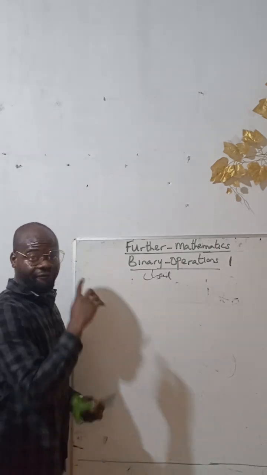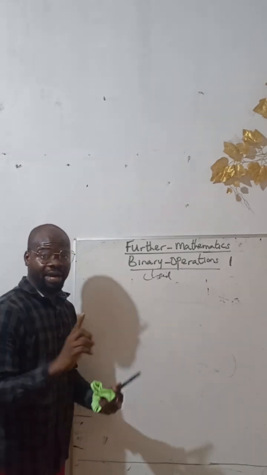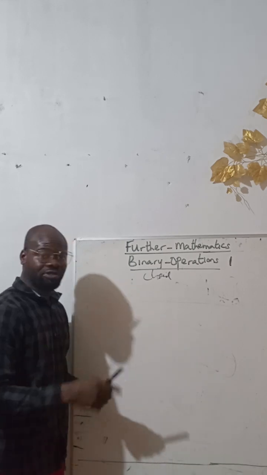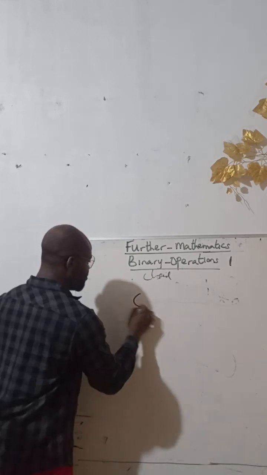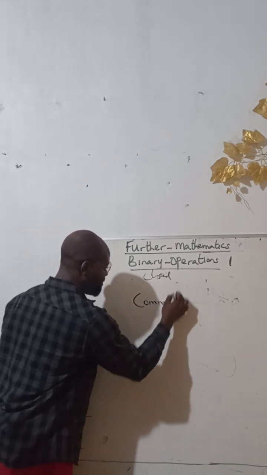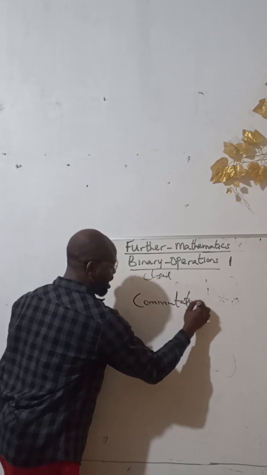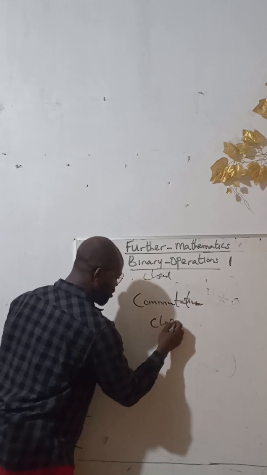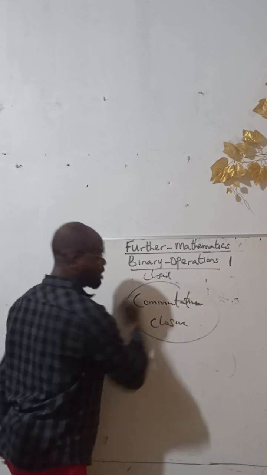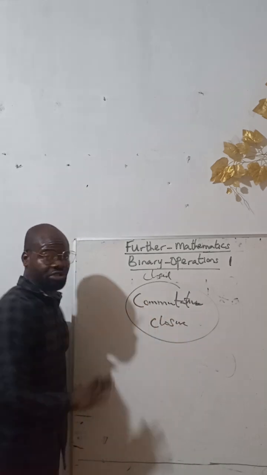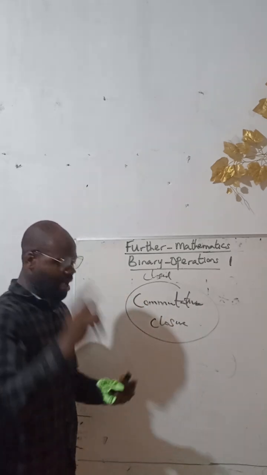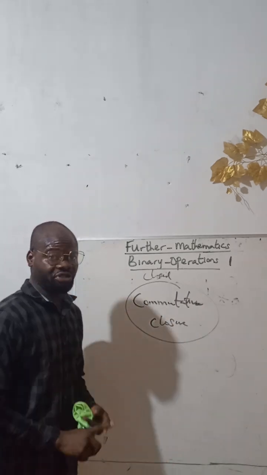So today we have done the definition of binary operation, and then we discussed the commutative law and closure properties. Please make sure you take note. In my next class, I will do the associative law and the distributive law.